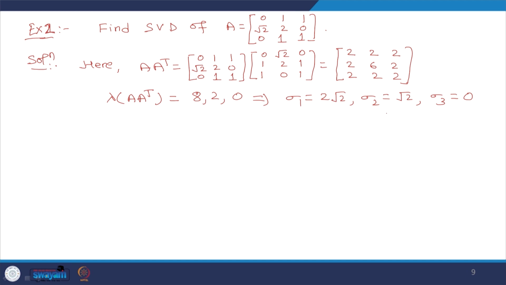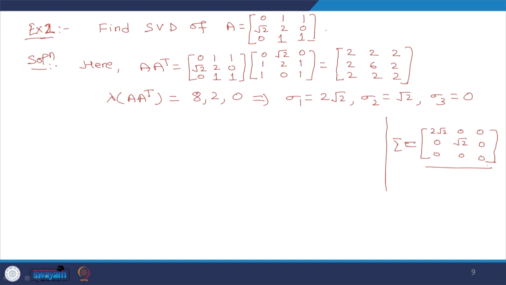Now, here I can write briefly what my matrix sigma is. Sigma equals 2 root 2, 0, 0, 0, root 2, 0, 0, 0, 0. So, this is the matrix sigma.